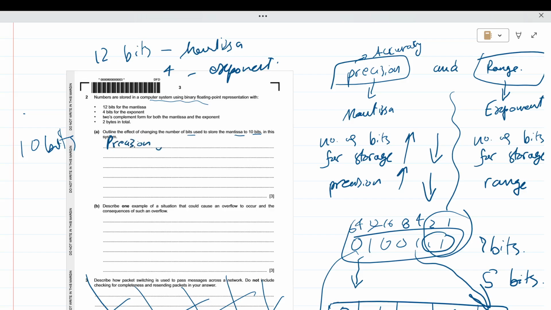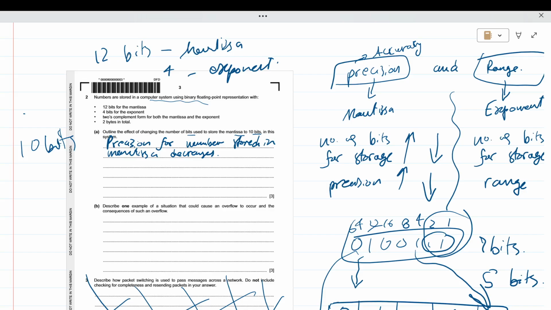Precision for mantissa, or the number stored in mantissa, decreases, right? So the very first thing is the precision of the number stored in mantissa is going to decrease. Why? Because we gave it fewer bits this time.